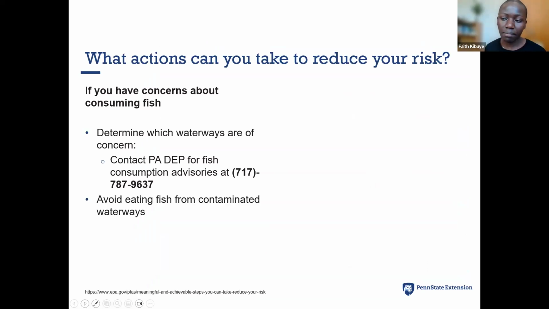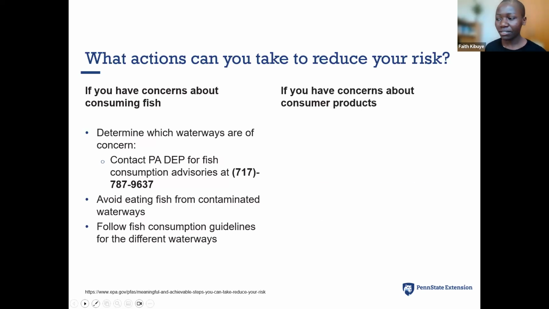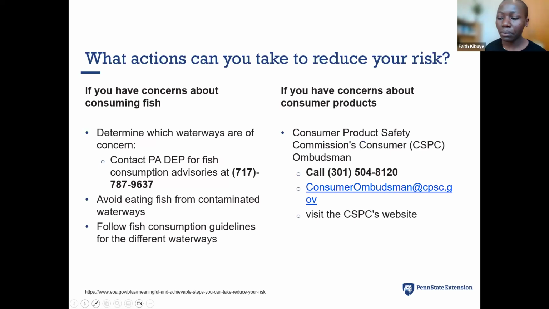So if you're concerned about fish consumption, take a look at Pennsylvania DEP consumption advisories. And this you could either look up on their website, or you could reach out by calling a phone number. And if you are aware of a site that is heavily contaminated with PFAS or any other contaminants for that matter, you can reduce or avoid eating fish from those locations. And follow consumption guidelines. Right now, we don't have any advisories listed yet for PFAS, and I think that's a good thing.